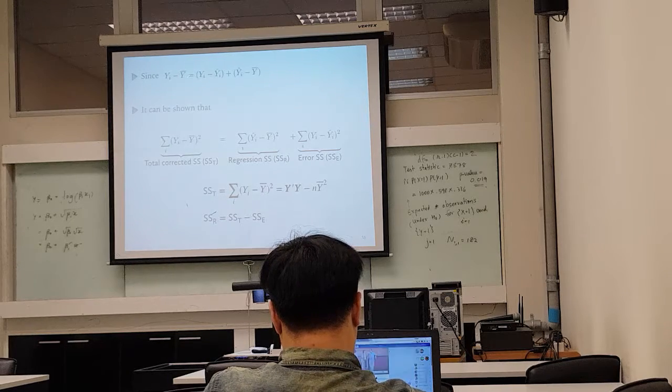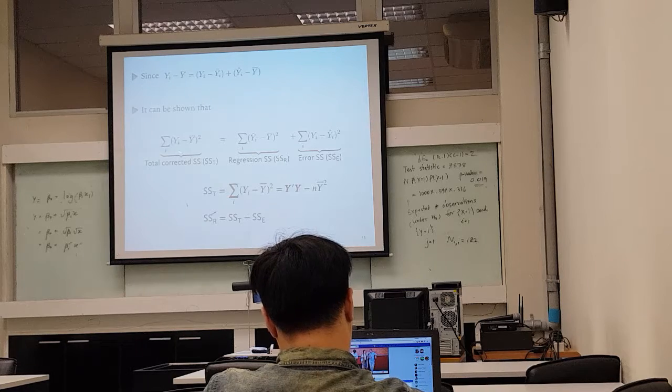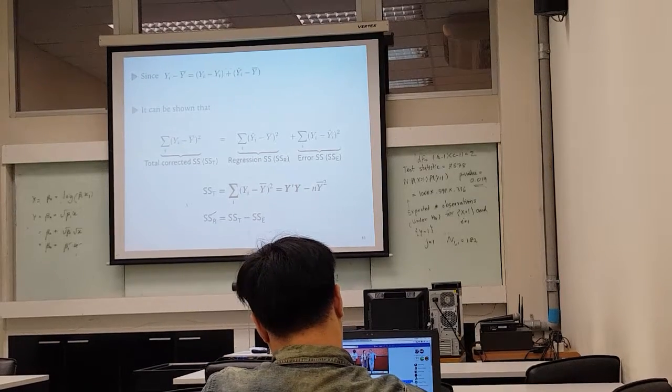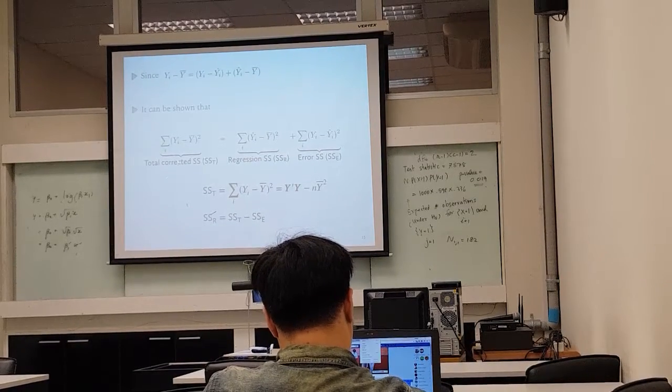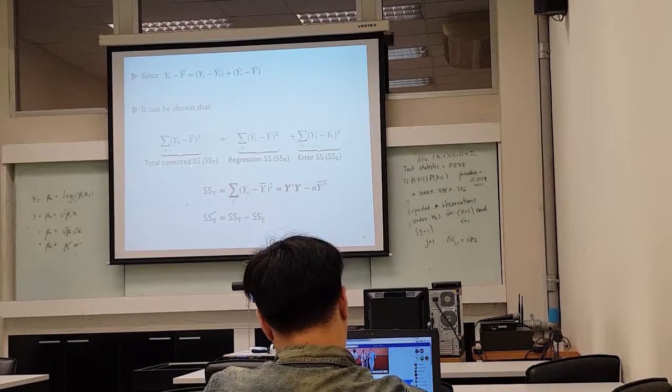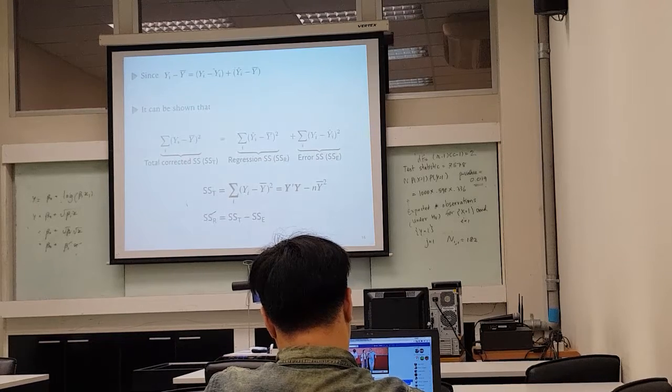If you square and sum them over index i, this term is called the total corrected sum of square, or sum of square total. So it's the overall deviation of the observation around the average. Corrected means you compute it around the mean. So you correct it by the mean first, and then you square it.